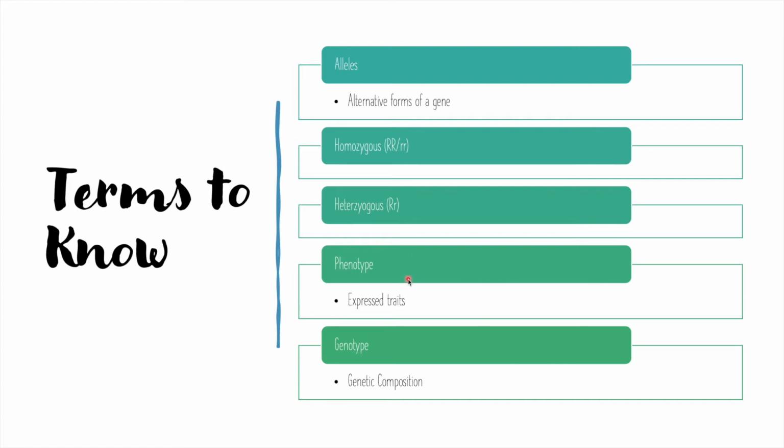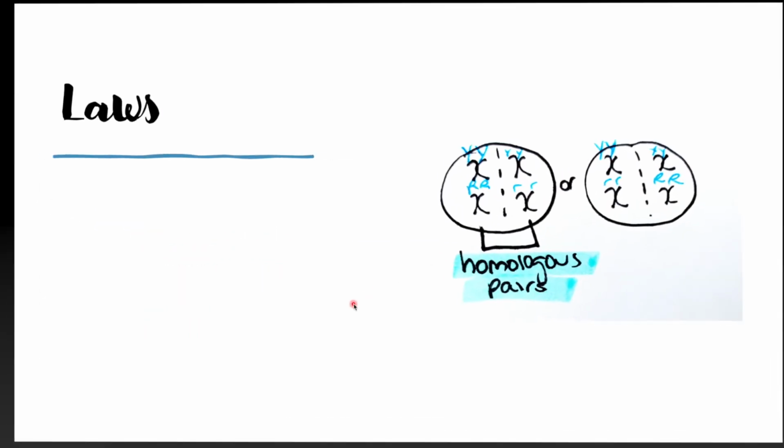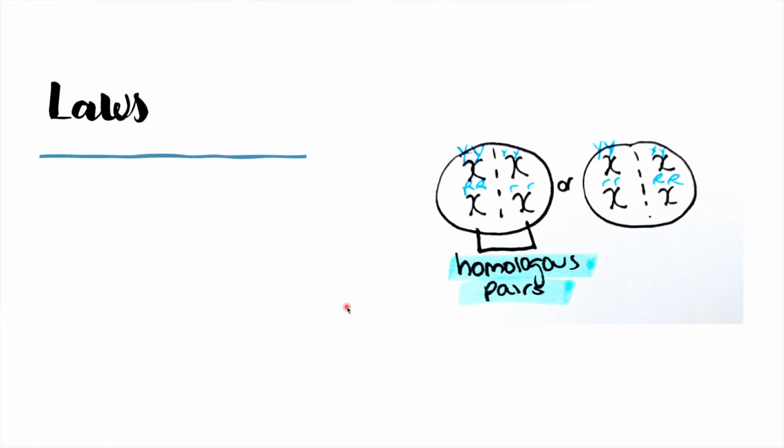A phenotype is an organism's characteristics that are expressed. The genotype is an organism's genetic composition. There are two major laws in genetics that you should know.